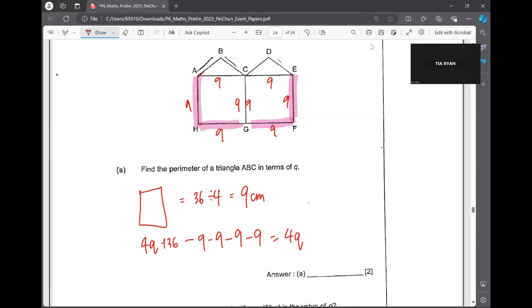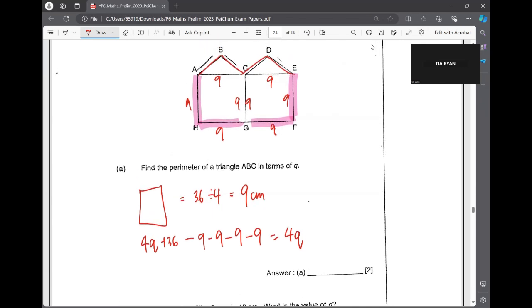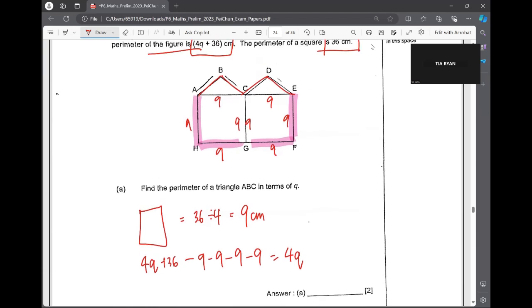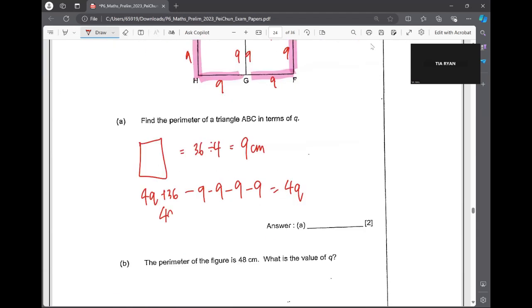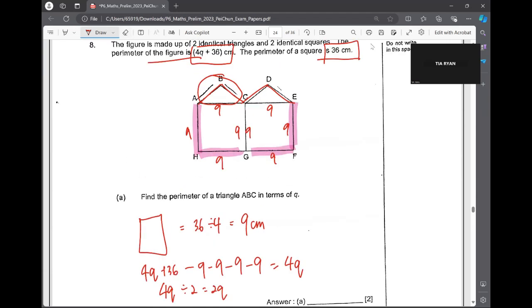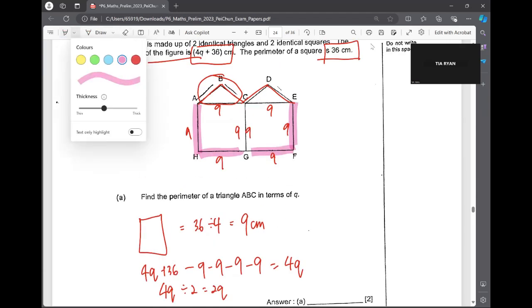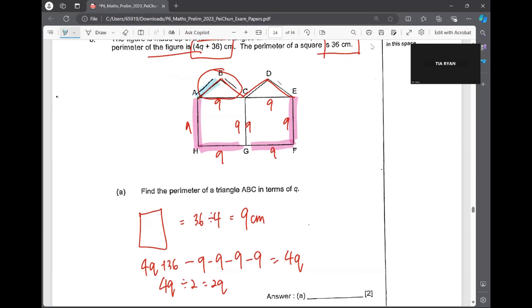And 4q is technically this plus this plus this plus this. Agree or disagree? So what do I have to do to find the set for one triangle? Technically, I just take 4q, divide by 2, I'll get 2q. 2q represents the blue color length, which is this and this.